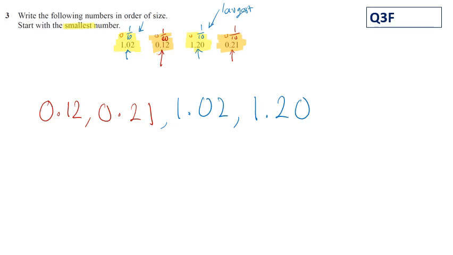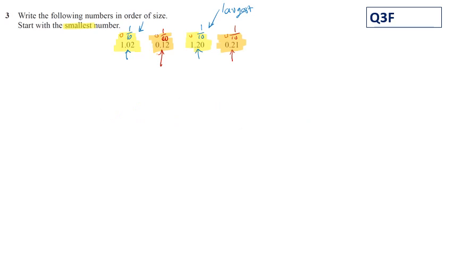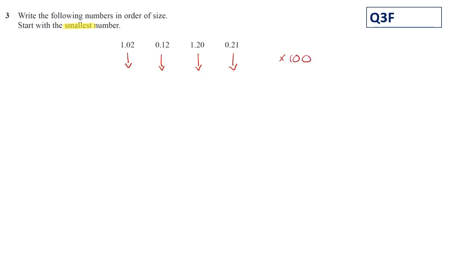If you didn't want to use that method and you opted for a different method for this particular question, you could have changed the magnitude of the numbers. Now we can see that they're all numbers to 2 decimal places. So what we can do is multiply each of these numbers by 100, so we can compare the magnitude. This here becomes 102, that becomes 12, that becomes 120, and that becomes 21. And from here we can quite easily see which ones are the smaller numbers and which is a larger number.